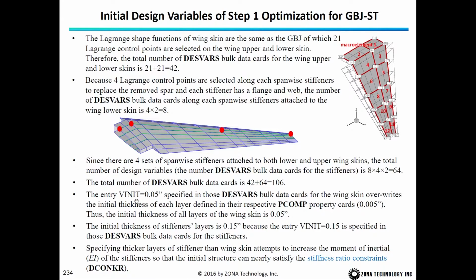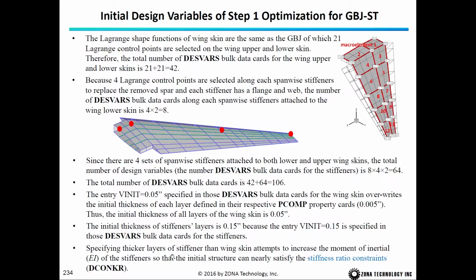The entry V init 0.05 specified in the DESVARS for the wing skin overrides the initial thickness of each layer defined in the PCOM card. We define 0.05, so now the initial thickness of each layer in the PCOM card is 0.05. Thus, the initial thickness of all layers of the wing skin is 0.05. The initial thickness of the stiffener layer is 0.15 because the V init is 0.15 specified in those DESVARS for the stiffener.